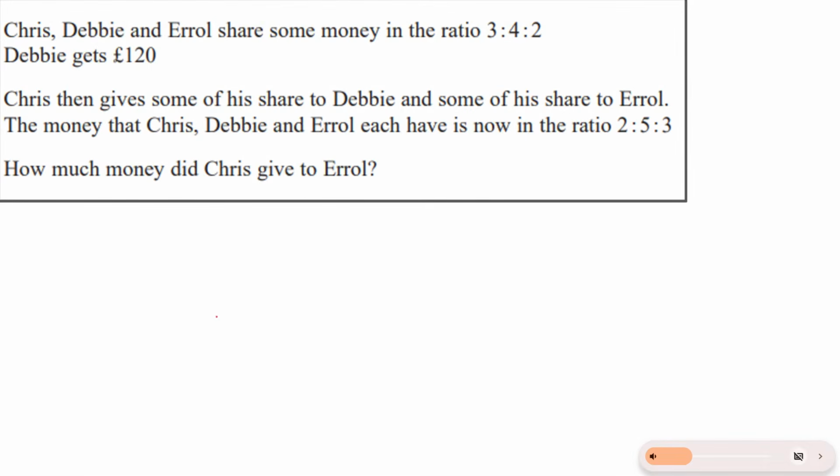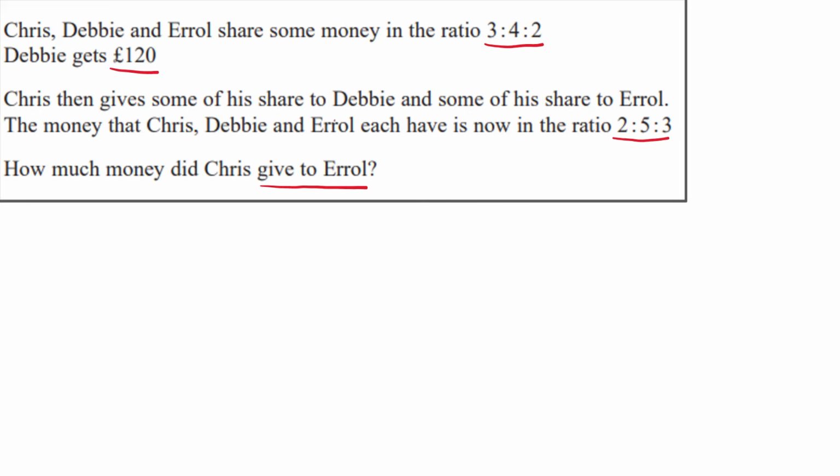Chris, Debbie, and Errol share some money in the ratio of 3 to 4 to 2. Debbie gets £120. Chris then gives some of his share to Debbie and some of his share to Errol. The money that Chris, Debbie, and Errol each have is now in the ratio 2 to 5 to 3. How much money did Chris give to Errol?